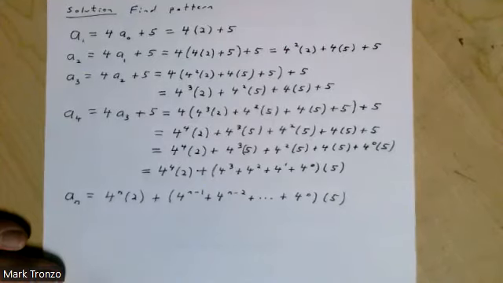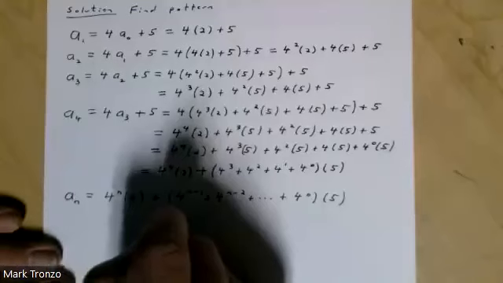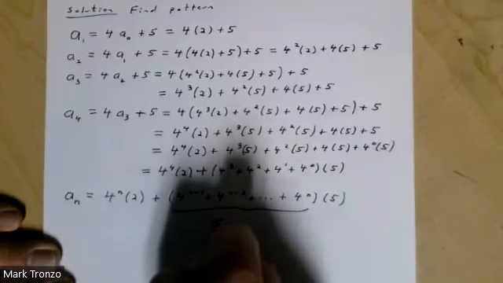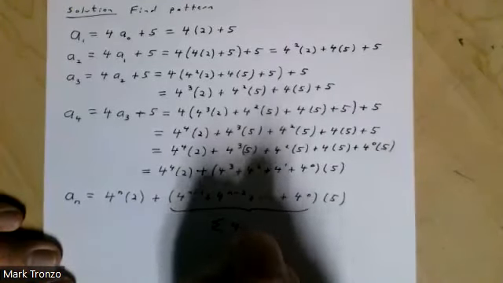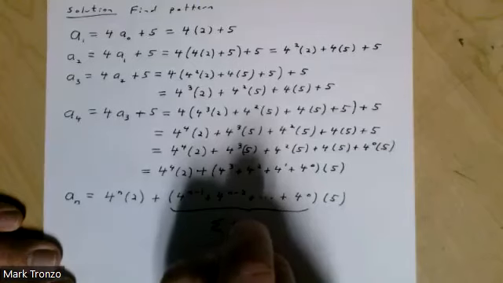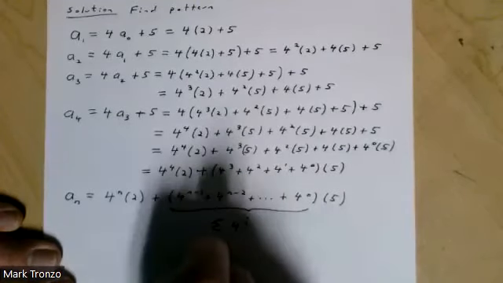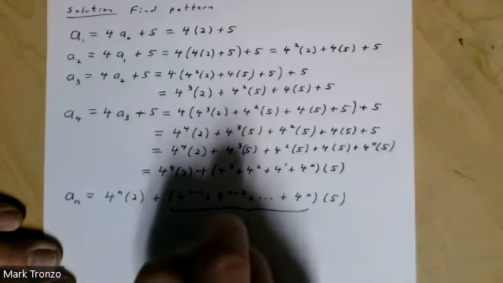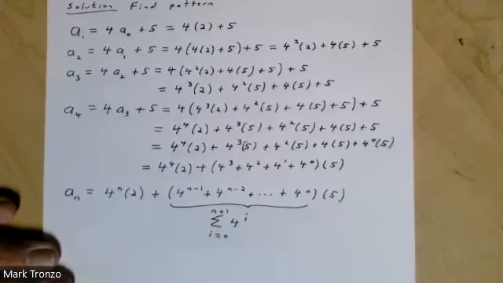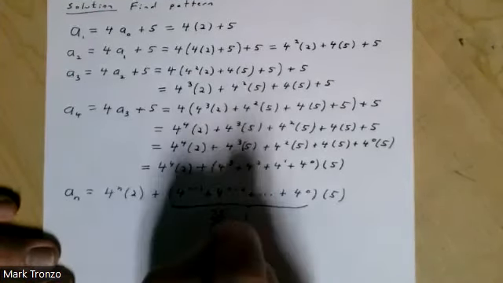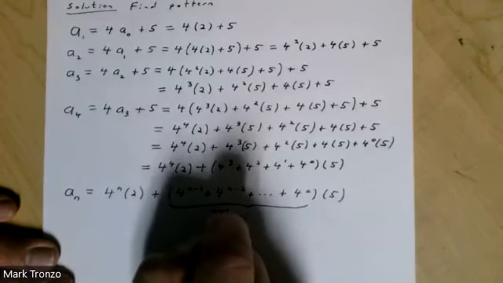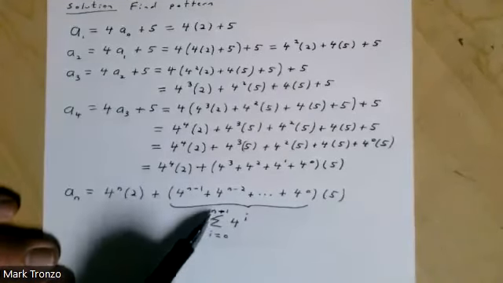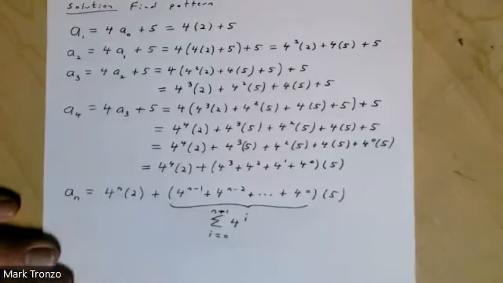But now we can simplify this a little bit more by using the sums we talked about a minute ago. So notice what this is. This is a summation of 4 to the I, let's say, from I equals 0 to I equals n plus 1. Excuse me, that's n minus 1. So from I equals 0 to n minus 1.